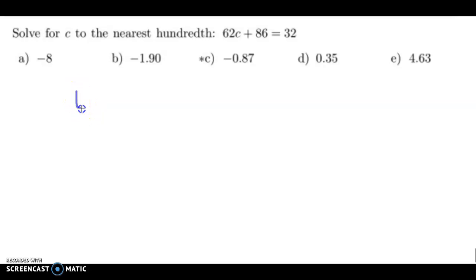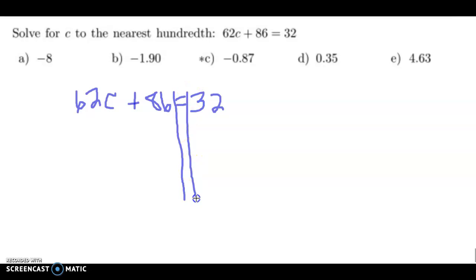We have 62C plus 86 equals 32. Now, you all can do this first part. You all know how to solve two-step equations. So we're going to go ahead and draw our ladder.